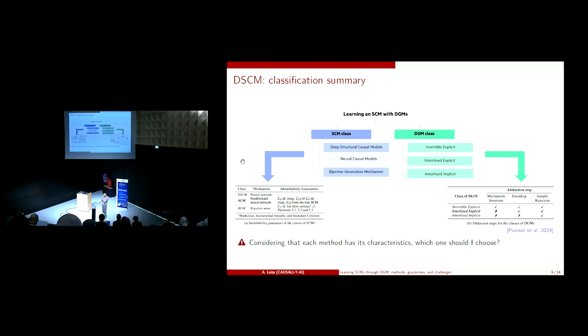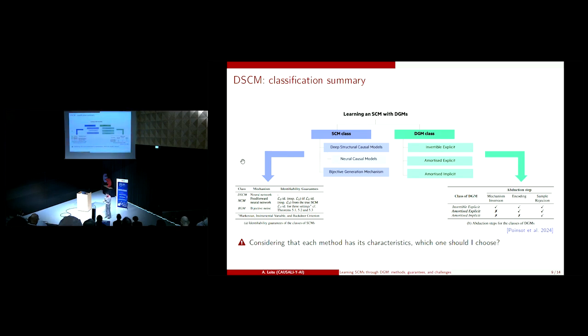And DGM says, okay, once the noise is bijective, I can compute the abduction step automatically, and also have some guarantee related to three cases: the Markovian and instrumental variable, mediator, and the backdoor criteria. Okay. So this is the relation, once I have all of the classes, the taxonomy of the work that I have.